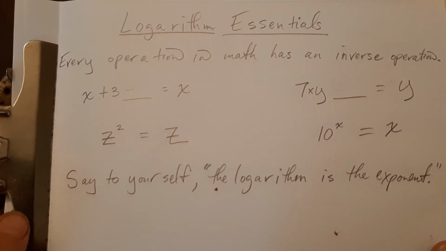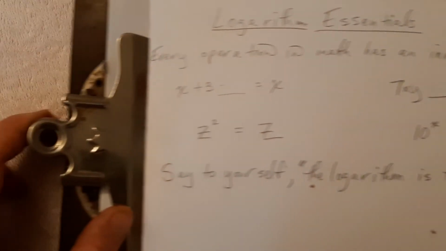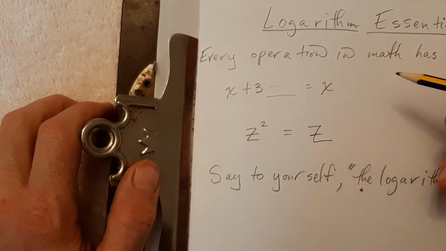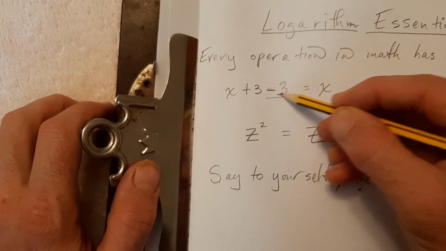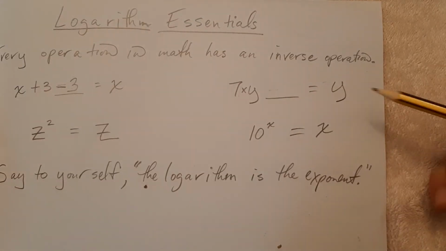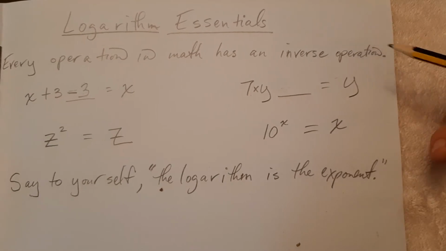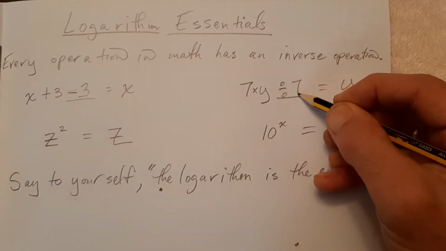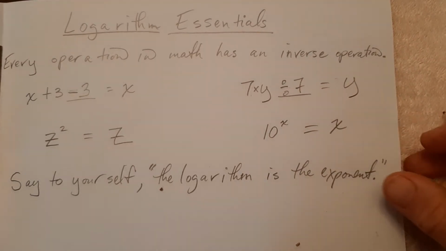So let's do a little review here. Every operation in math has an inverse operation. Okay, so addition, x plus 3. How do I get back to x if I want to? Well, I subtract 3, right? Inverse operation. What about 7 times y? How do I get back to y? What's the inverse of multiply? Divide. Okay, multiply by 7, I divide by 7, I get back where I started.